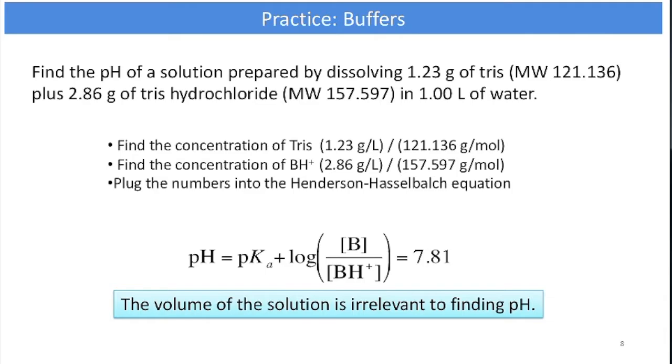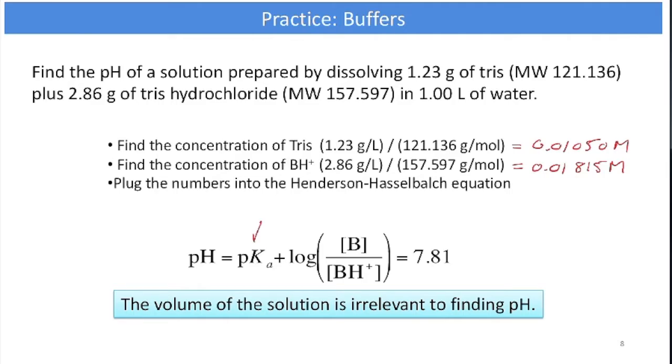So the first thing we have to do is find the concentrations of each of the tris and the tris HCl. To do this, we're given the mass of the tris and the molar mass, so that's going to give us how many moles per liter. For tris, when we do this calculation, we end up with 0.0105 molar, and for tris HCl, we get 0.01815 molar. Okay, so now we just plug the numbers into the Henderson-Hasselbalch equation to determine the pH.